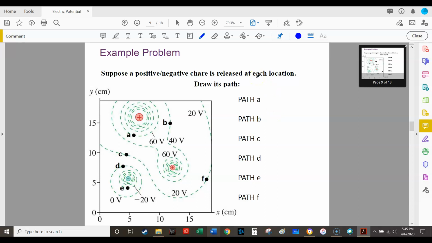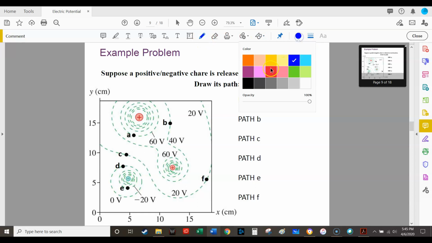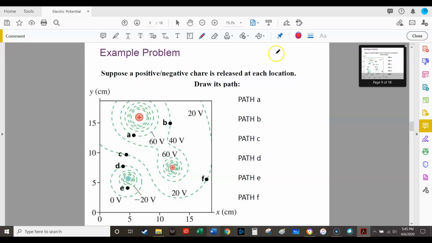So what we're going to do is do another situation similar to what we just did, and just say, suppose you put a positive charge at A, at B, at C, at D, and at E, and F, and just kind of go, which direction do you think this positive charge and this negative charge is going to move? Okay. So go ahead and draw its path. So let's change this color back to red, and we're going to represent a positive charge.